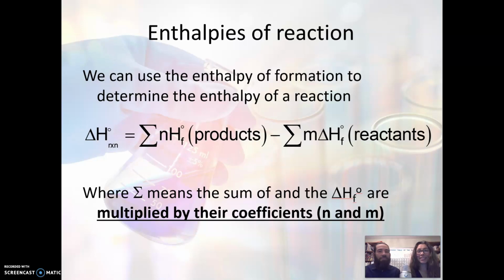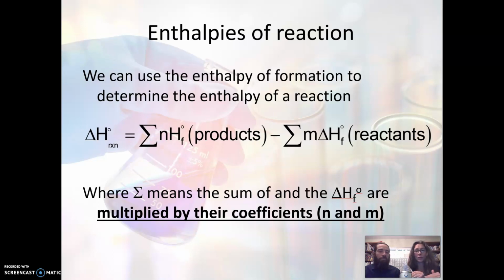Okay, so now we can use the delta H of formation from all of these 1 mole of these compounds to get at a delta H of reaction. So we have reactants and we have products, and we can look up the delta H of formation of all of those substances on our reactant side and on our product side.